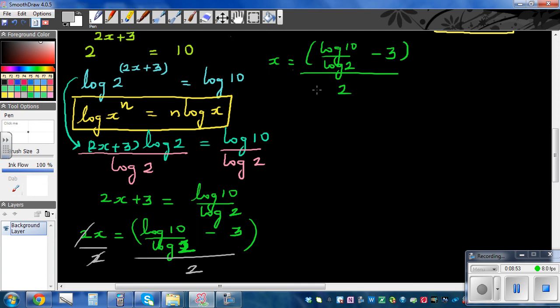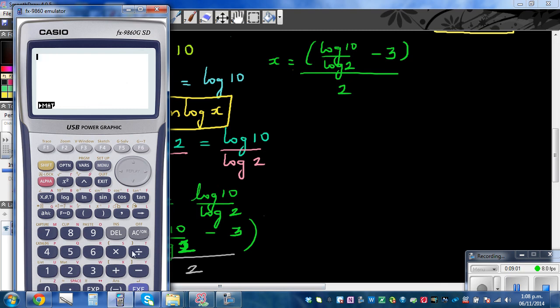So let's make sense of this answer. What are we saying? Let's put this in the bracket. You can go log 10 divided by log 2, take away 3, because the calculator understands BODMAS, and then you have to divide the whole thing by 2. That is 0.1609 to be exact. To check your answer, you need to put in this complete number.